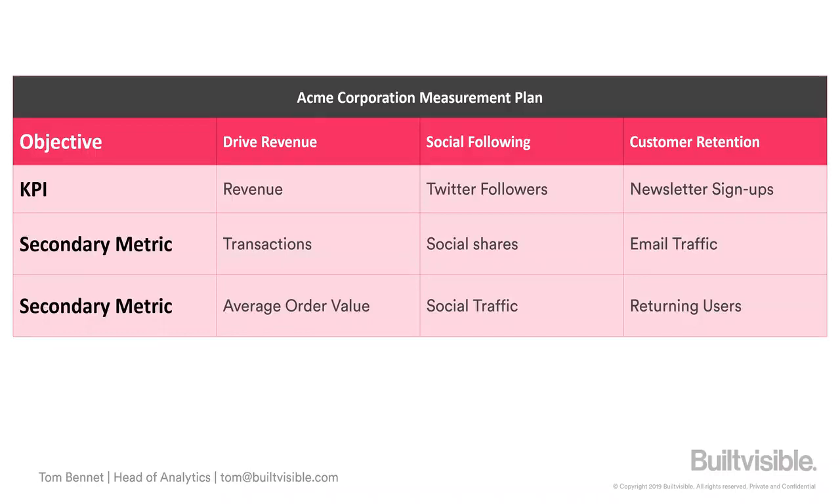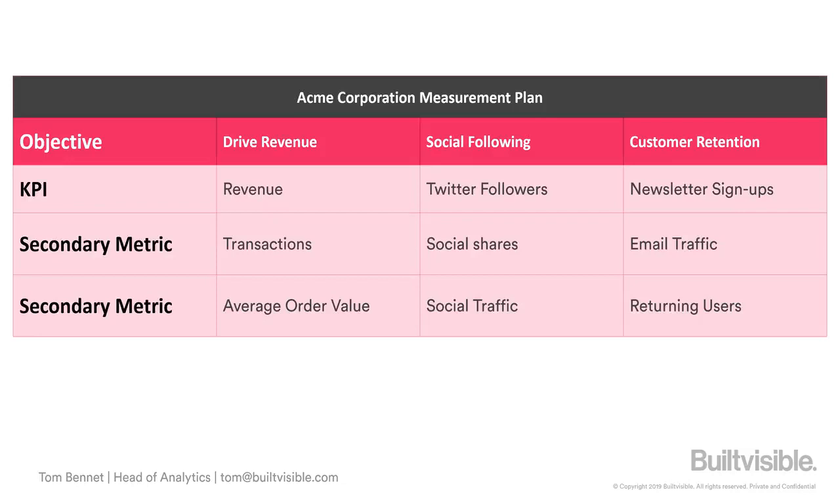So as you can see, for my content strategy, I'm looking at 3 main objectives. To drive revenue, which is probably quite standard for most of you, but also to drive a social following and to keep customers retained. Each of these objectives should have a key performance indicator, KPI. This is the primary metric you'll be measuring the success on. So for revenue, it'll be revenue. For social following, here I've chosen Twitter followers, and for customer retention, newsletter sign-ups.